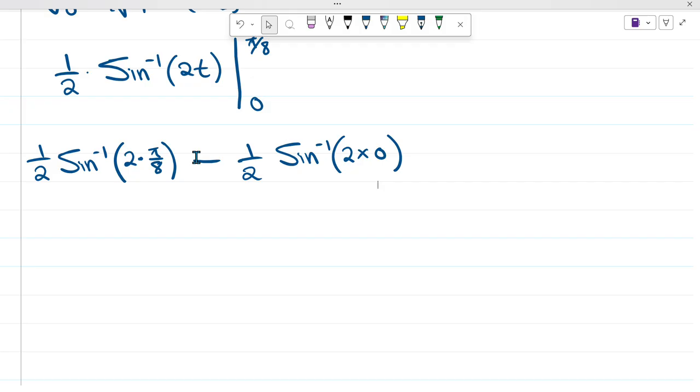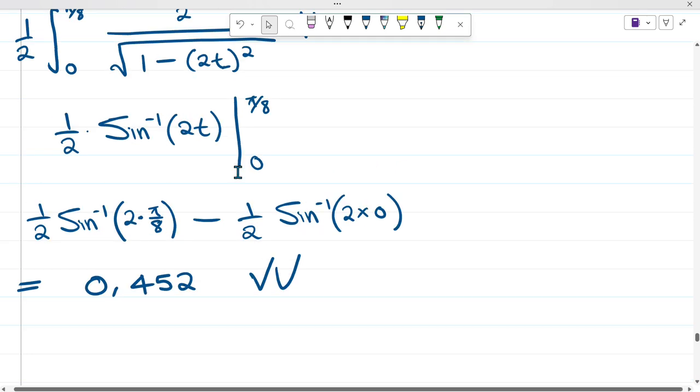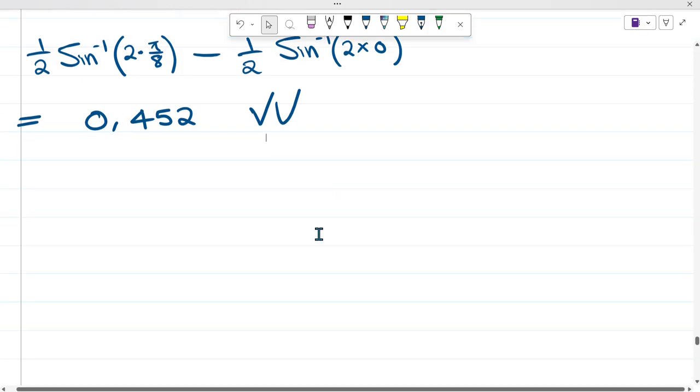So you should get something like 0.452 as your answer there. So yeah, this should be your answer when you use your calculator. I hope you got it. It was an easy one.